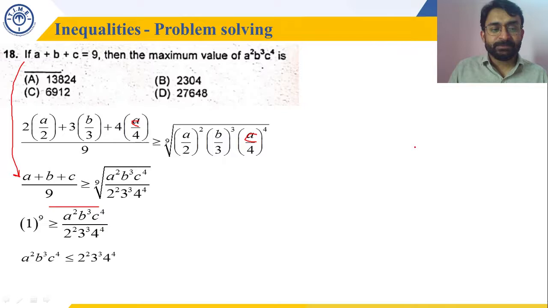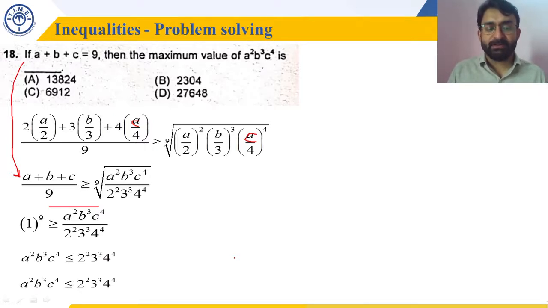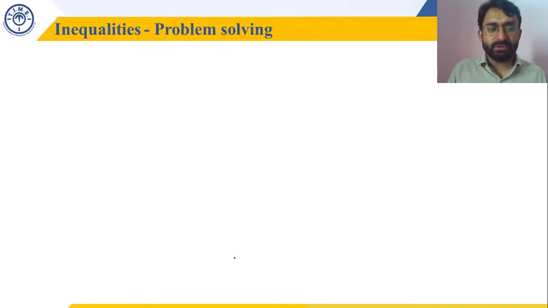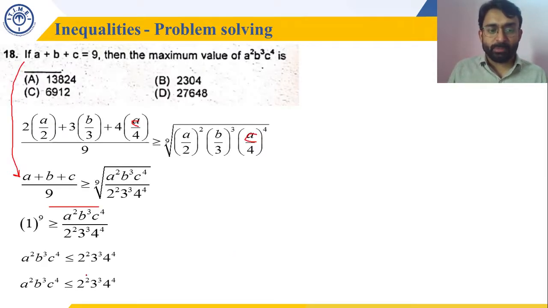So I can say a square b cube c power 4 is less than equal to 2 square 3 cube and 4 raised to power 4. So a square b cube c raised to power 4 is less than equal to the product of 2 square 3 cube and 4 raised to power 4, which will come out 27648. Fine. So answer choice is D, Delhi.